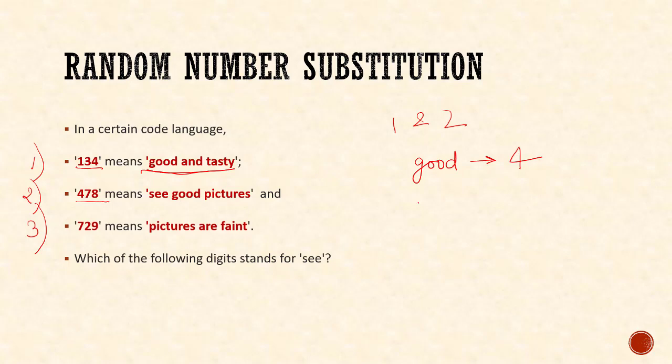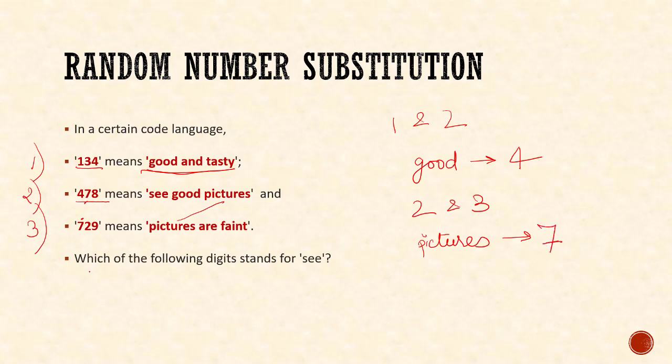Now when I combine 2 and 3, see good pictures and pictures are faint, I can see the common word here is pictures. So the code for the word pictures should be in both of the codes. So 7 is common in both. So now I can conclude that 7 is the code for the word pictures.